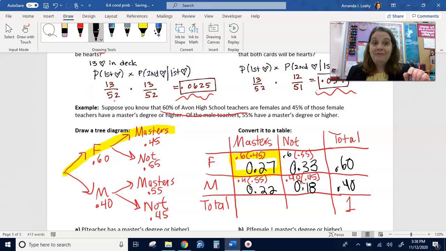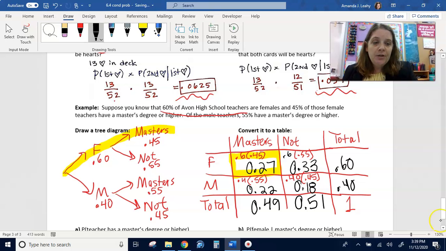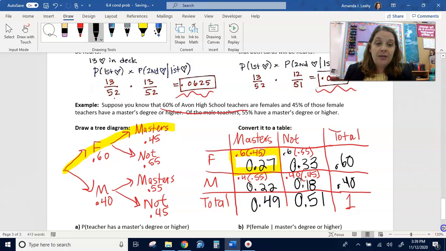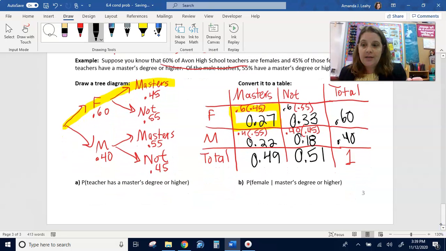But now what I've figured out is I can also add down and get the percentage of the whole school that has a master's degree. So when I add down here, I can see that 49% have a master's degree, and also that means that 51% do not. So by converting this tree diagram over to a table, we're able to answer some really easy questions. Before, they weren't necessarily easy. What is the probability that a teacher has a master's degree or higher? I can read that right off the table.